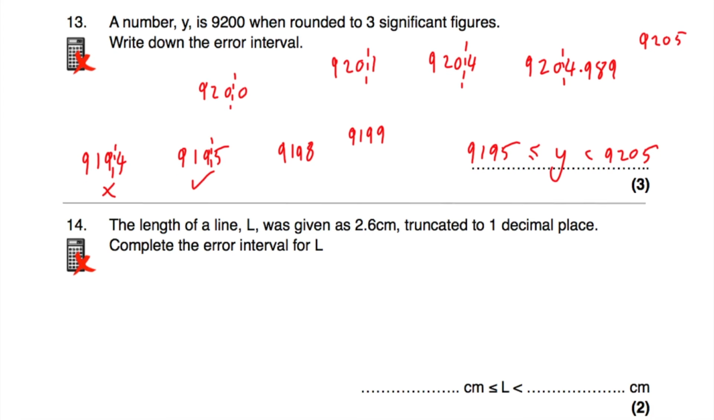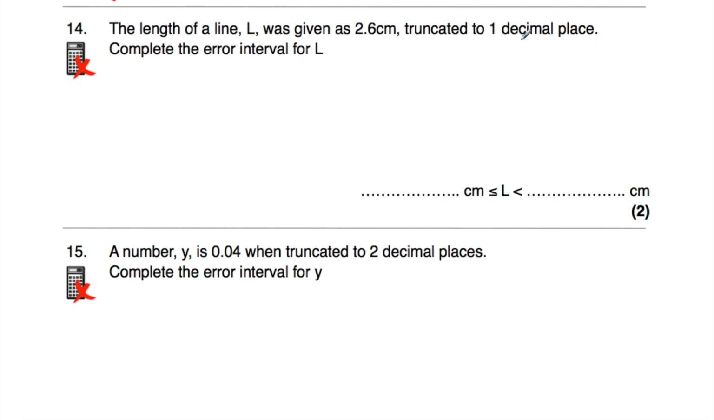Okay, let's look at question number 14. So question number 14 is a bit different than the ones we've looked at so far. Let's have a look and see why. The length of the line L was given as 2.6 centimeters truncated to one decimal place. So it's been truncated, not rounded. Complete the error interval for L.